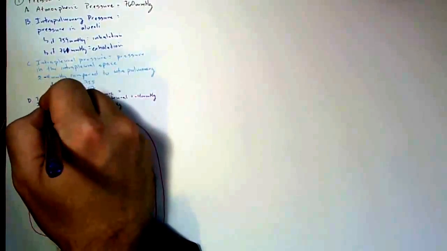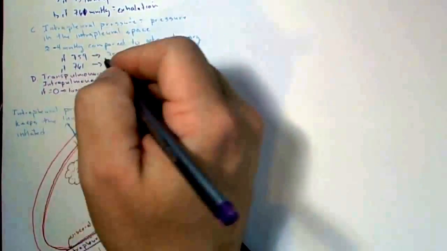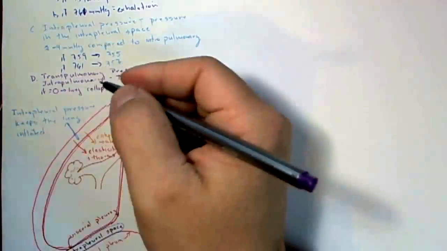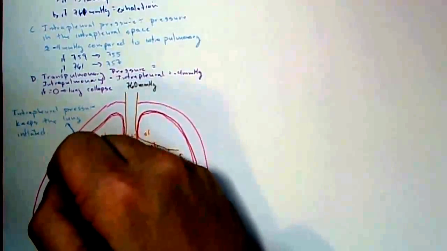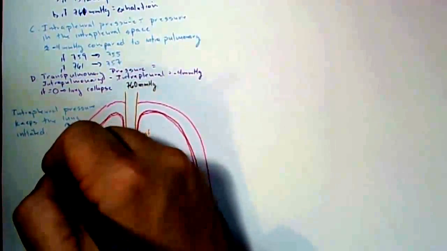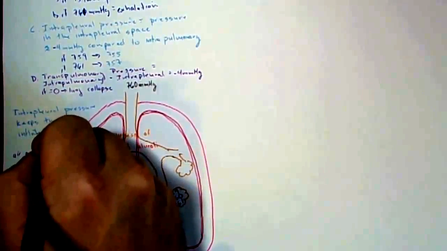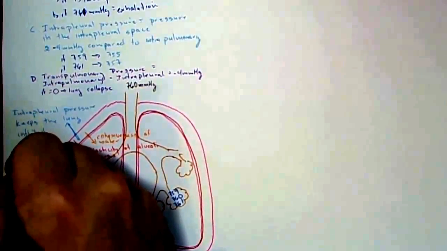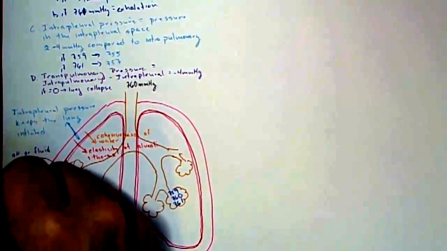Transpulmonary pressure, if that's equal to 0, this would cause lung collapse. The term is pneumothorax. And you would either get air in this space or fluid. Equals lung collapse. The technical word for that is pneumothorax.